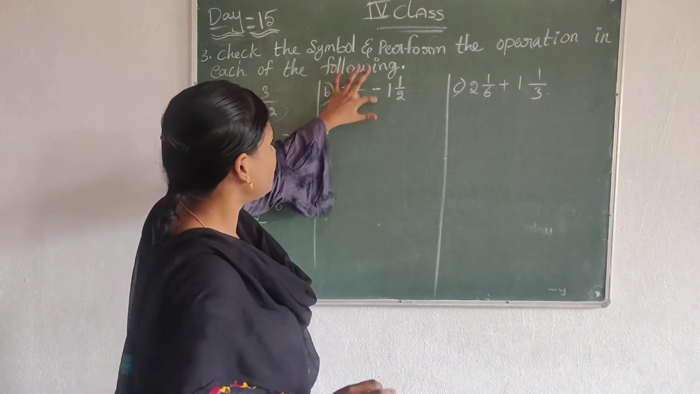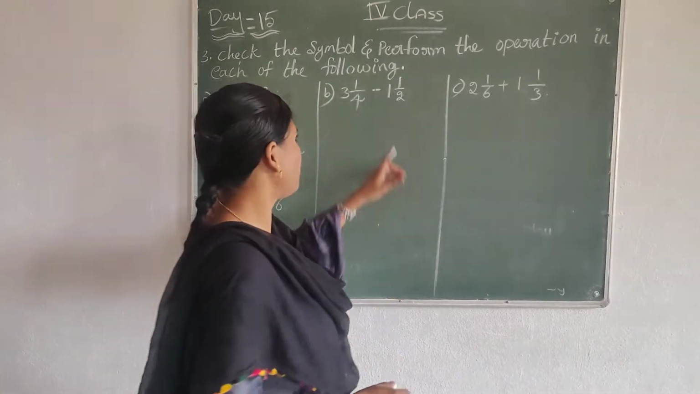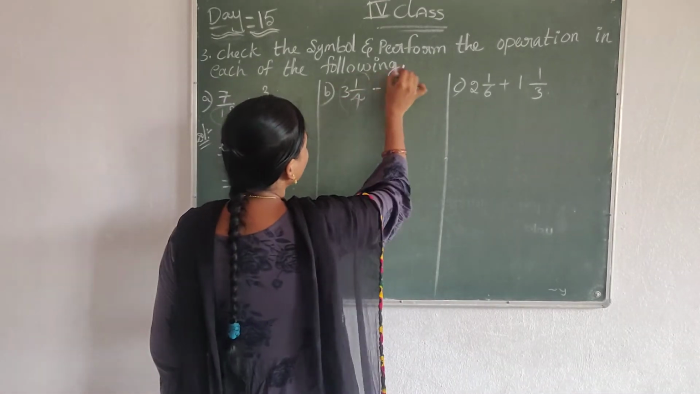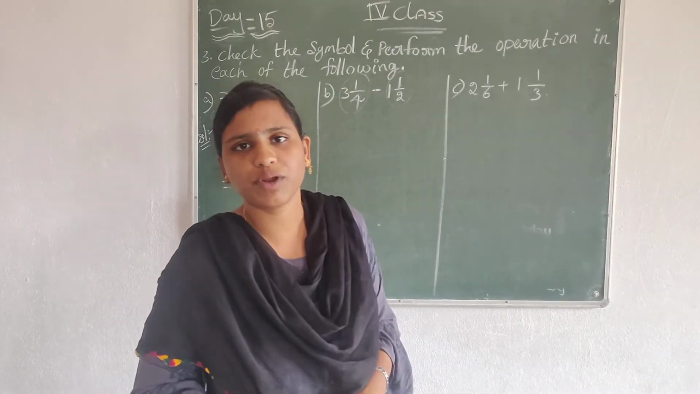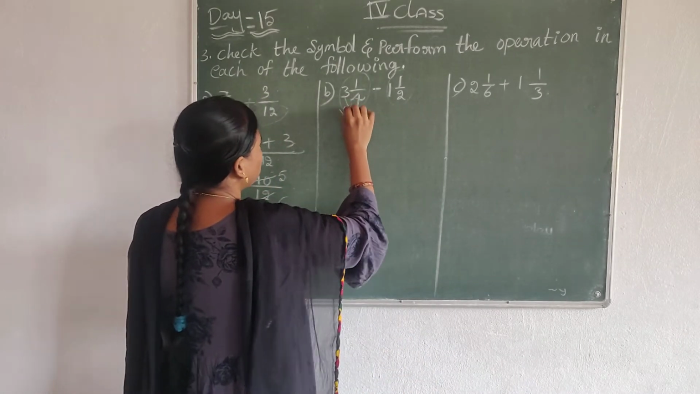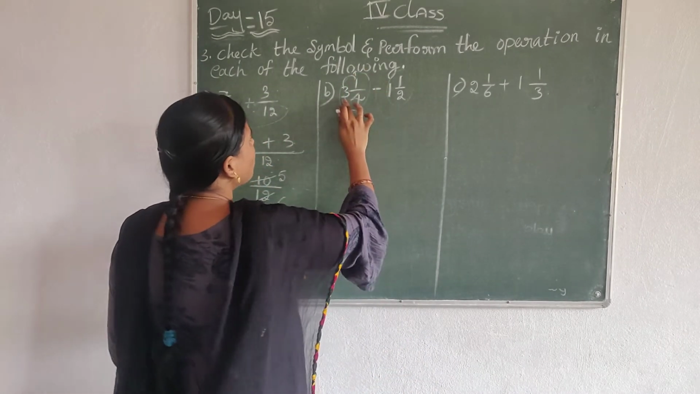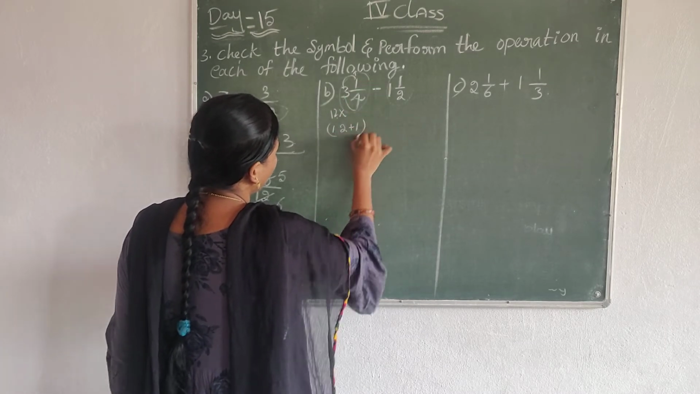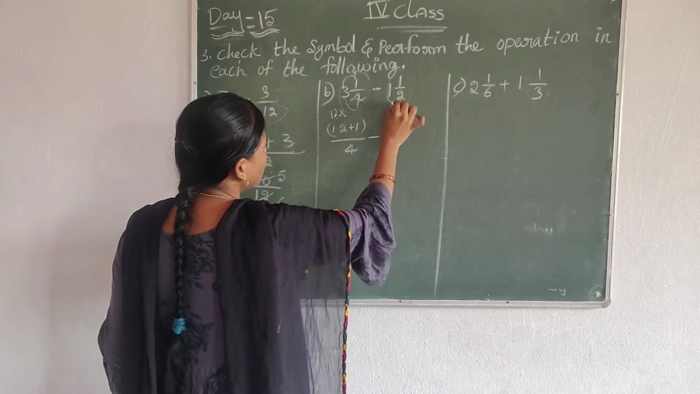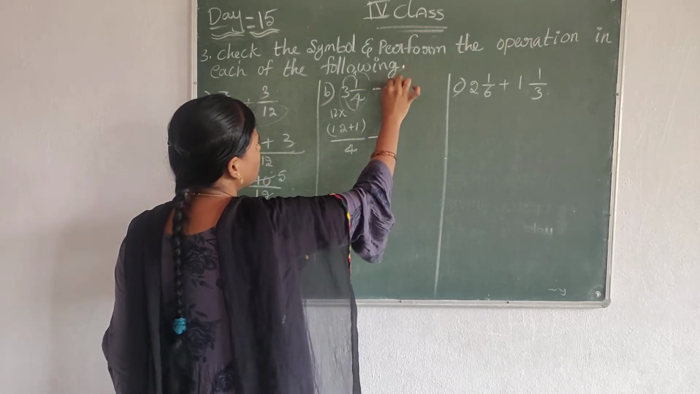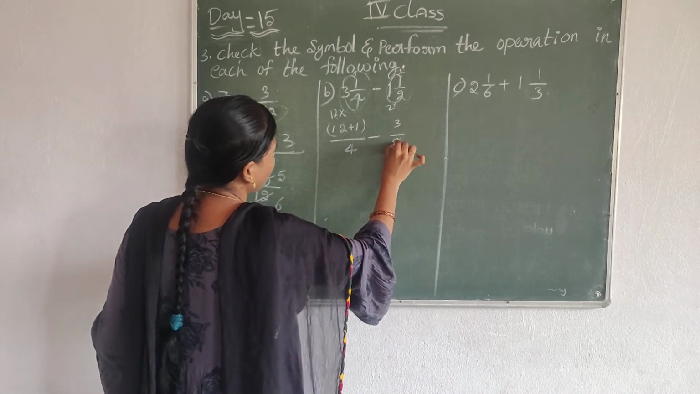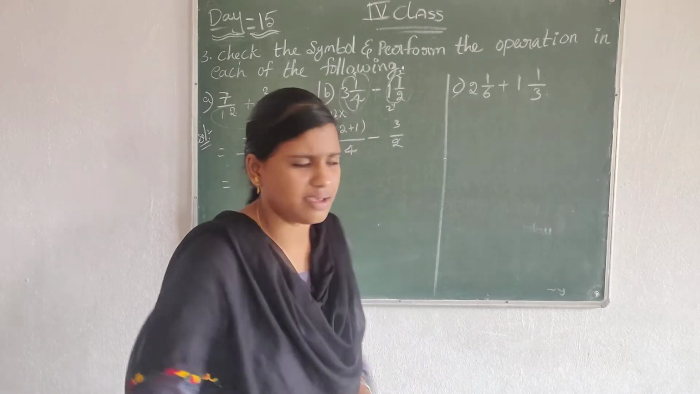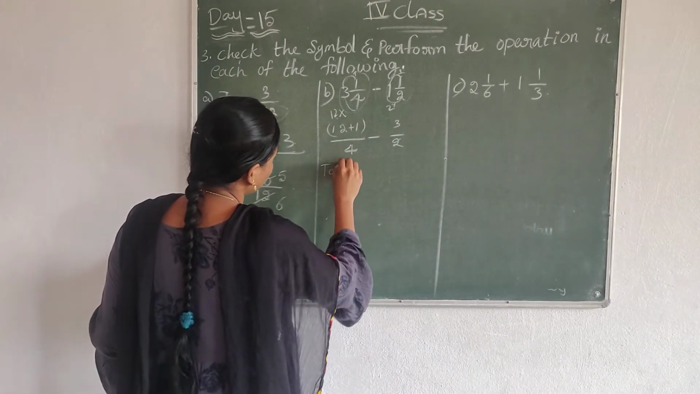See here, what is the fraction? That is a mixed fraction. What is this fraction? That is also a mixed fraction. Let's convert this mixed fraction into improper fraction. Let's multiply these two numbers and add this number. 4 3s is 12, 12 plus 1, 13 by 4. Minus, 2 1s is 2, 2 plus 1 is 3 by 2. See here we have 4 and 2. Let's take LCM.